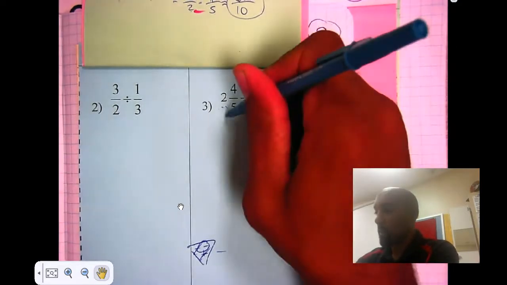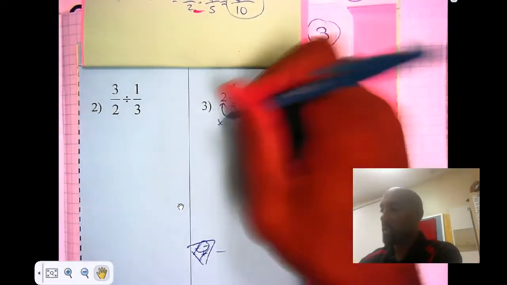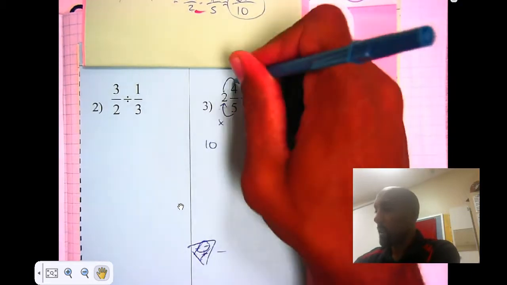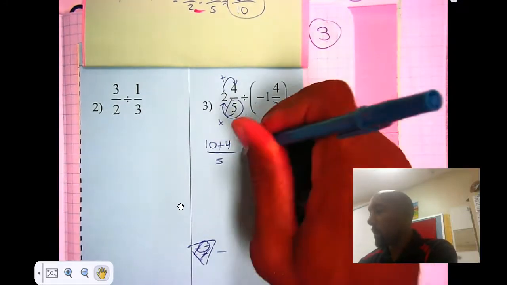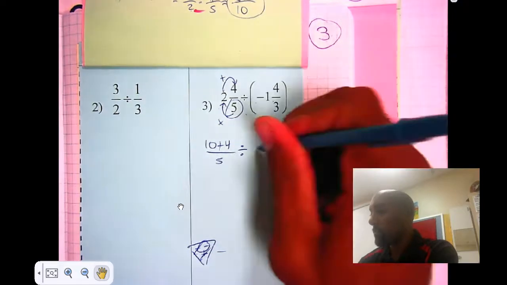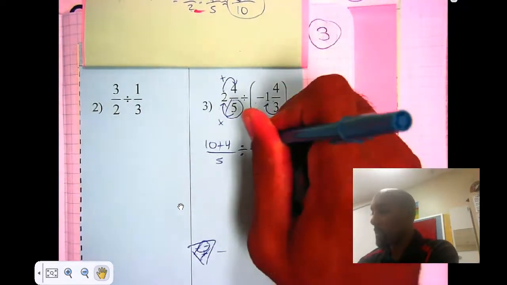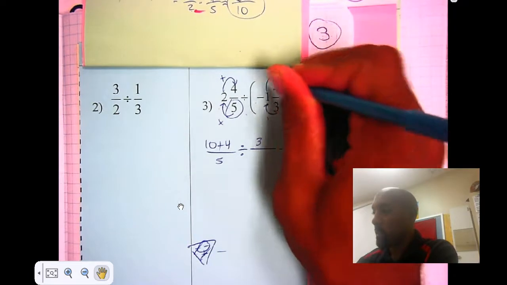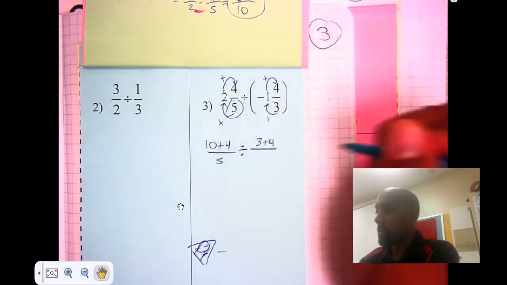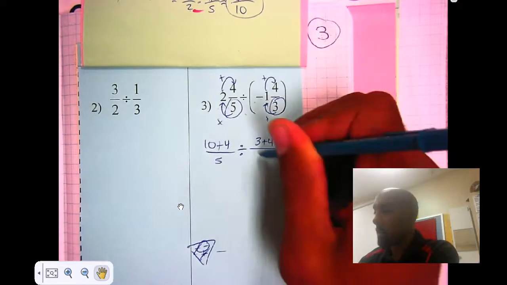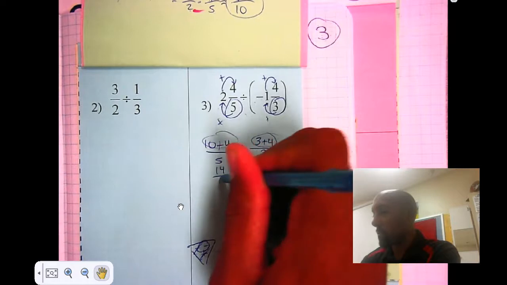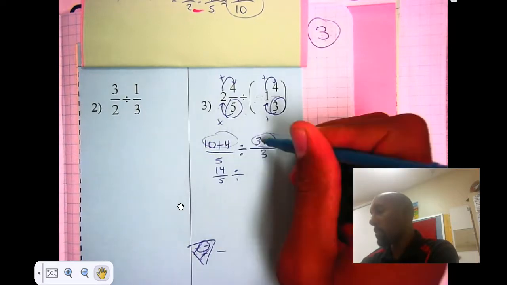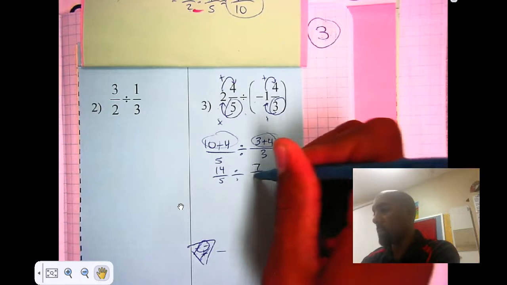So now first, 5 multiplied 2. Then plus 4. Then that number goes on the bottom. Okay, and I'm going to put divide here. Then 1 times the 3 goes here. Then plus 4. Then the 3 goes here on the bottom. Now we do the top. 10 plus 4, 14. 3 plus 4, 7. And remember, the bottom doesn't change.